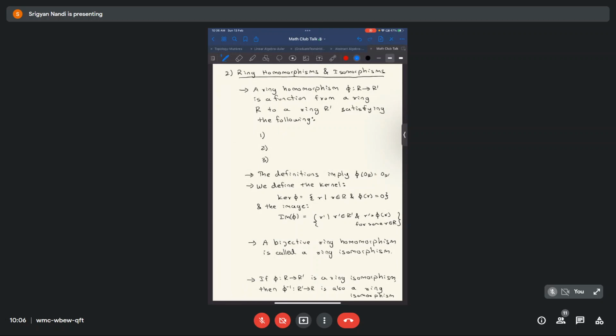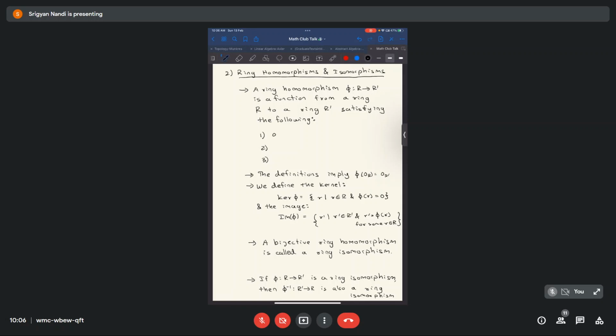The next thing I want to recap is ring homomorphisms and isomorphisms. A lot of these concepts are closely tied with the notions of vector spaces that you have learned in Algebra 1 in your first year. A homomorphism is basically a map phi between two rings R and R dash. It's a function that satisfies three properties.